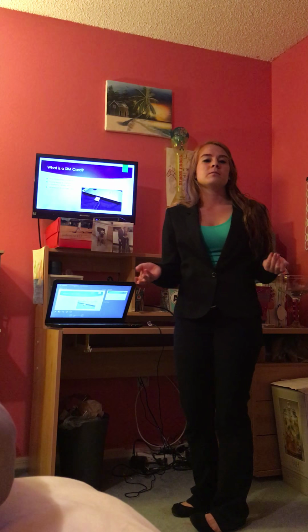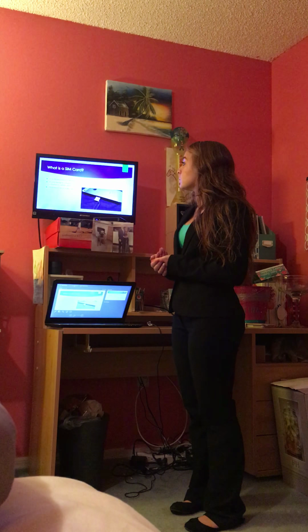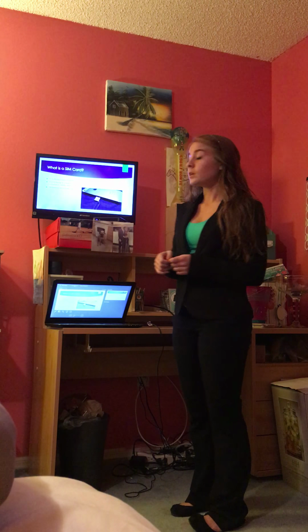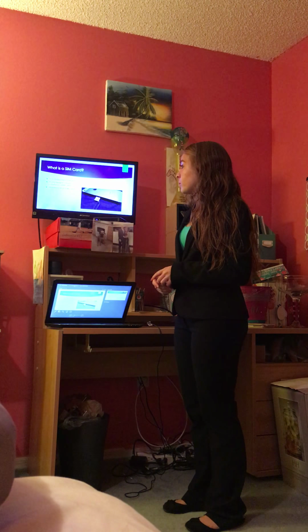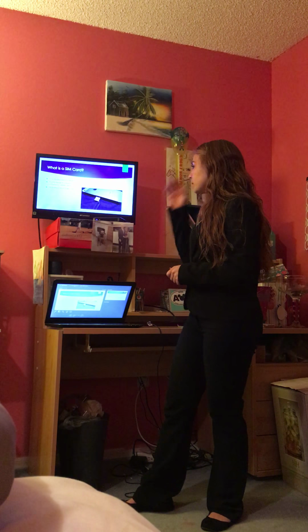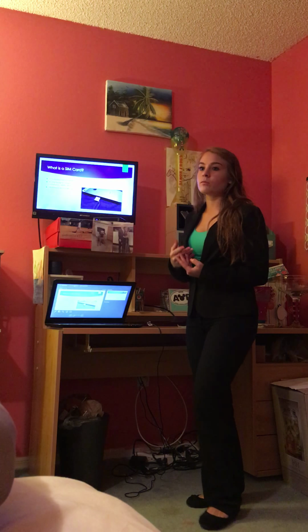So to start out with, what is a SIM card? A subscriber identity module, which is what a SIM represents. It's a chip found in cell phones that allow people to connect to their cell phone carrier's network. The SIM card is also called a smart card. Here you see a SIM card being put into an iPhone.